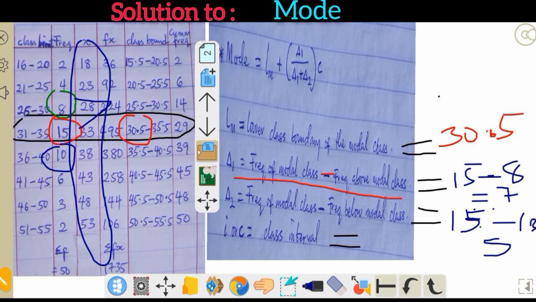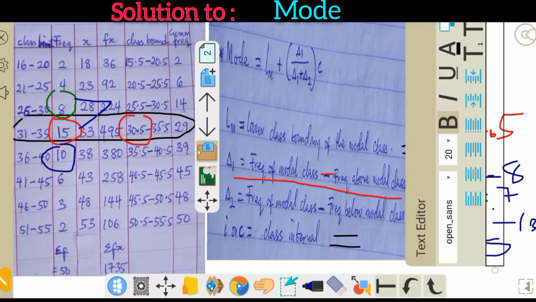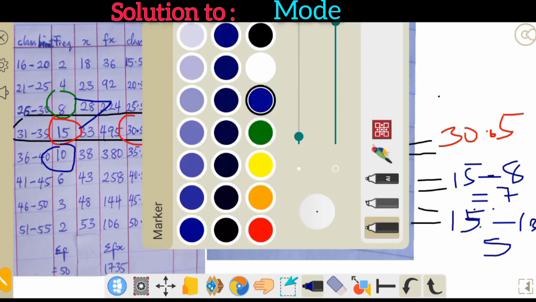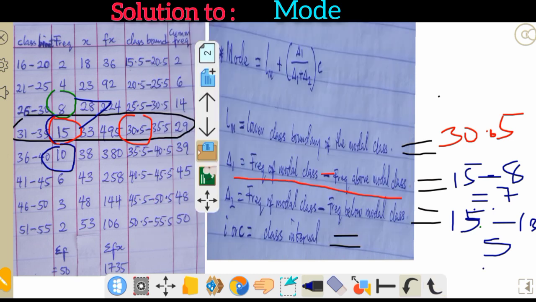Now the most important thing to us is the frequency of the modal class, this one, minus 10, we have 5. This one again minus 8, we have 7. So that's it.